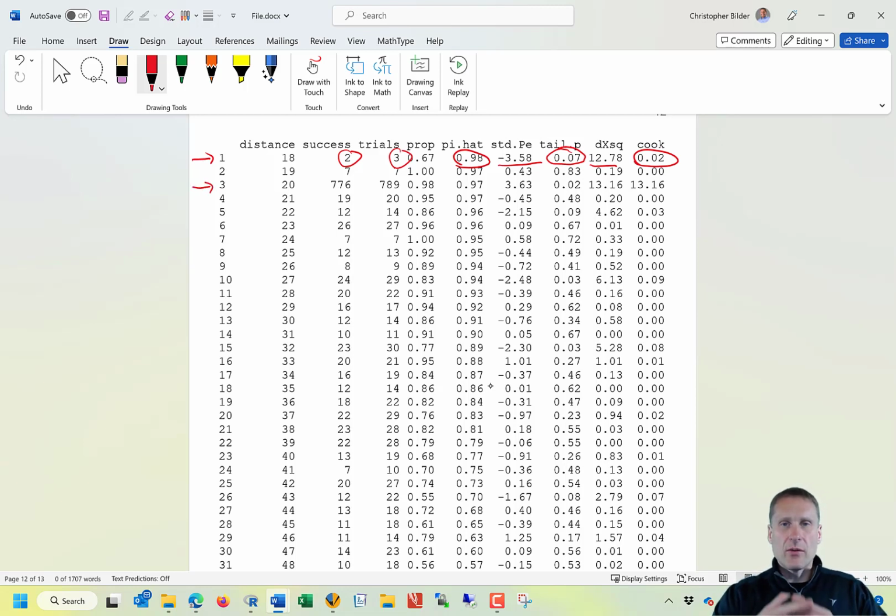Observation 3, this is the one that was really highlighted on those plots. The 20-yard place kick, 776 successes out of 789 trials. There's that large standardized Pearson residual. Here's the square of it, and look at Cook's distance here. Happens to be also 13.16. This is that very large one that was away from everything else.